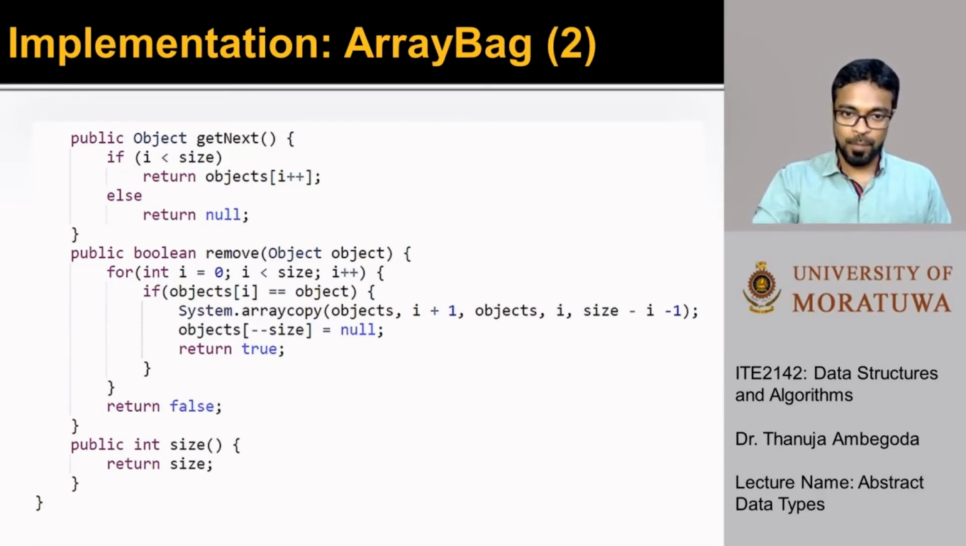Once an object is successfully removed, it returns true. For it to be successfully removed, it has to be found in the array. If it is not found, it will return false, and obviously nothing is removed. And then you have another method to return the size of the array.